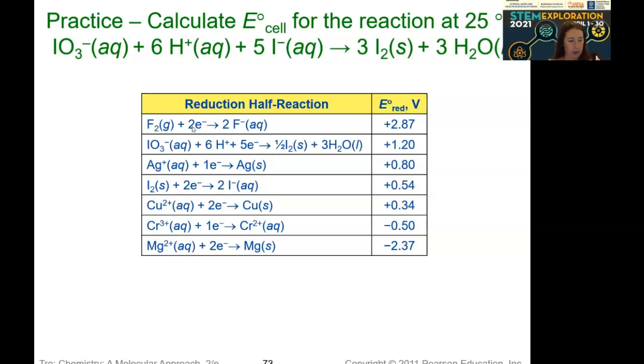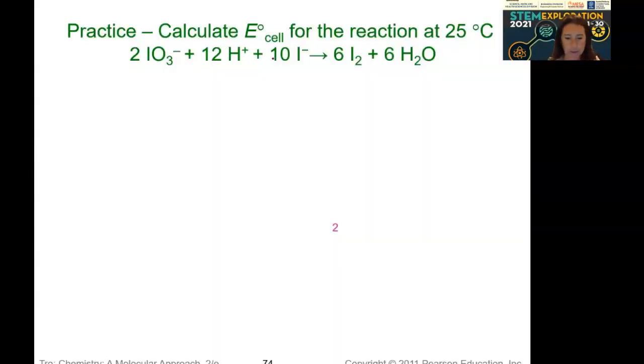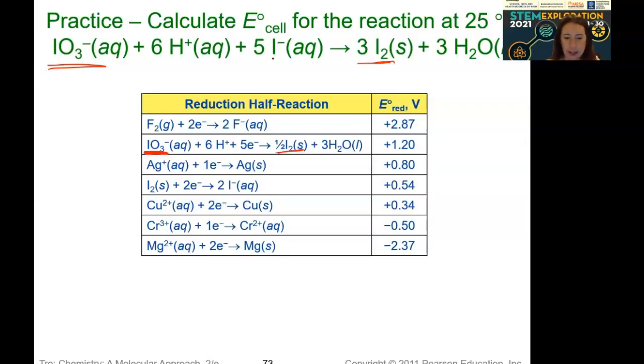Okay, let's go through this one. So we look here and we see IO3 minus is in the reactants. Okay, IO3 minus. And then 3 I2s. Oh, yeah, there's our I2s. And again, what's going on with this? And then, oh, we got an I minus here. So it looks like we've got multiple things going on. All right.